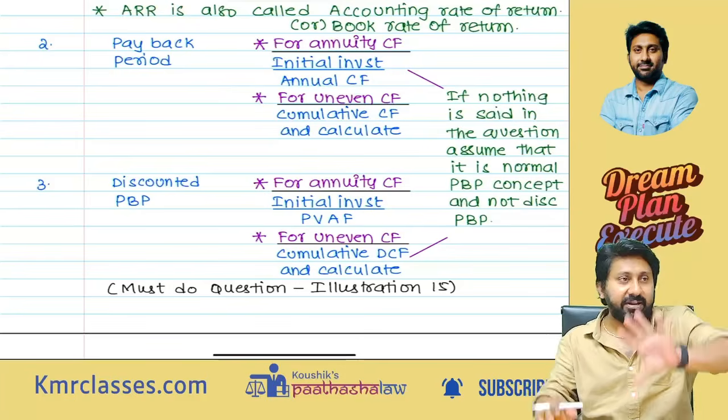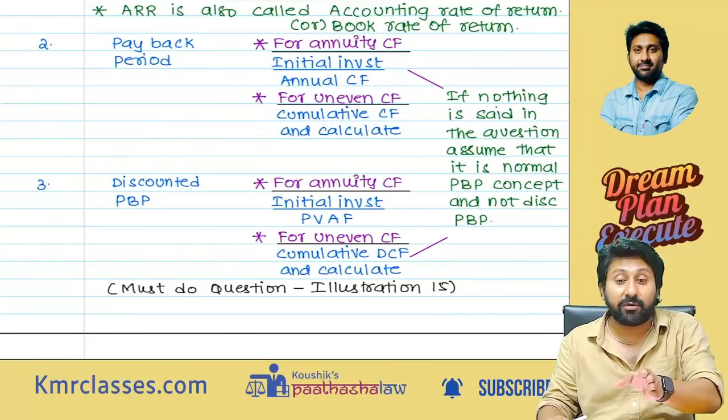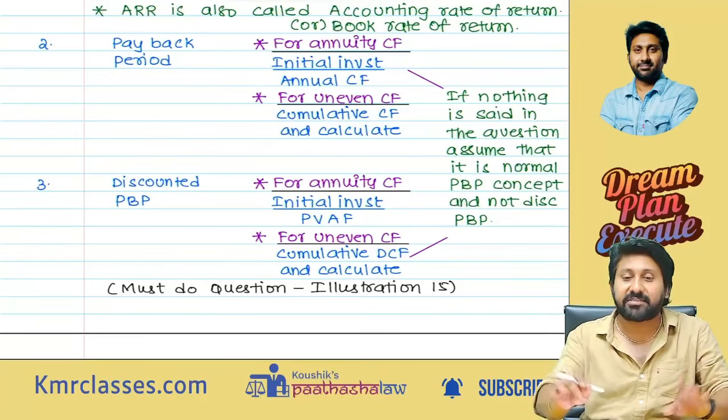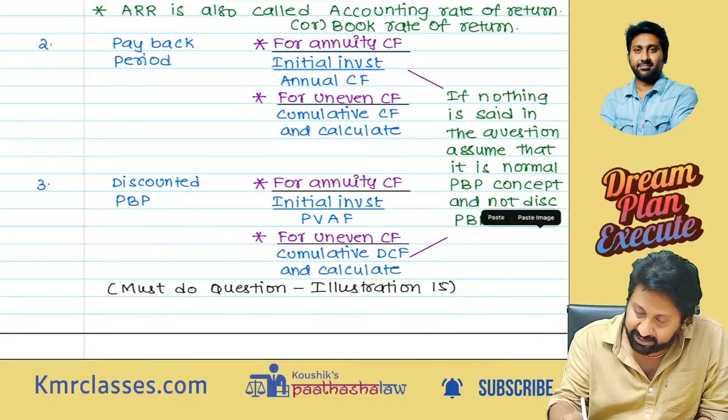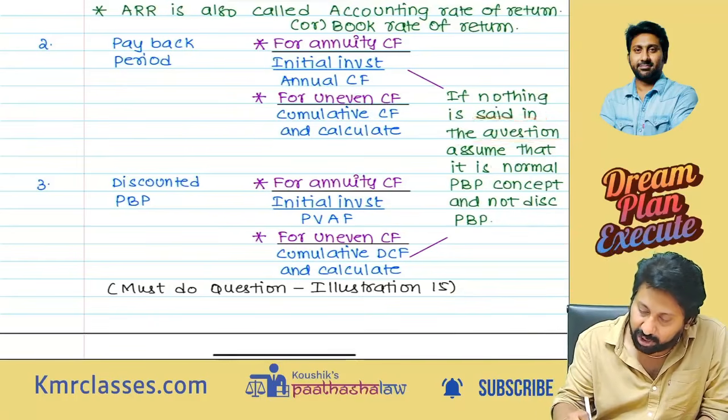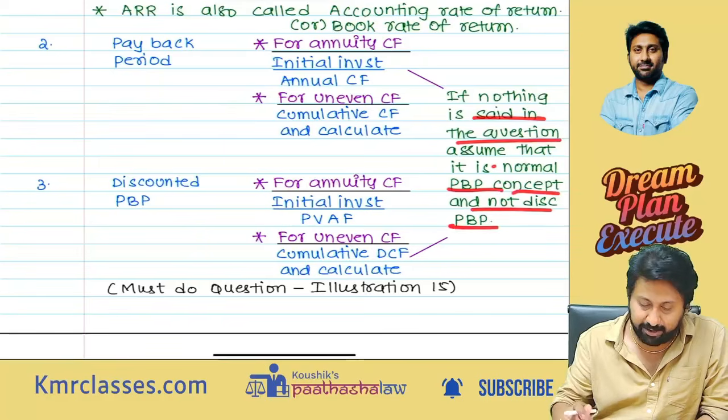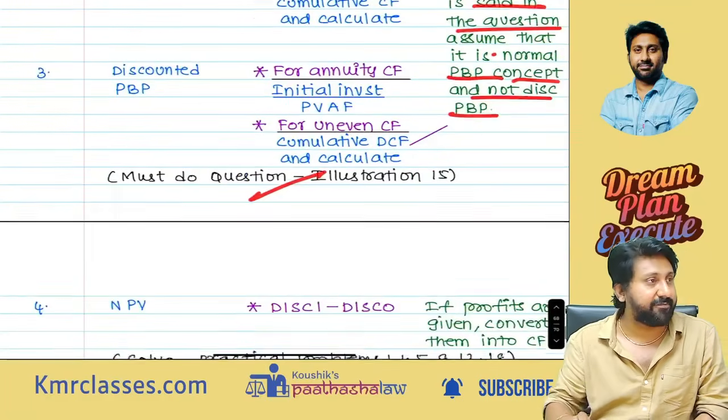If nothing is said in the question, these assumptions are important. See, a question was given in the exam. He did not say whether to do discounted payback or normal payback. He just asked to calculate the payback period. If nothing is said in the question, assume the normal payback concept and not discounted payback. Must do question illustration 15.